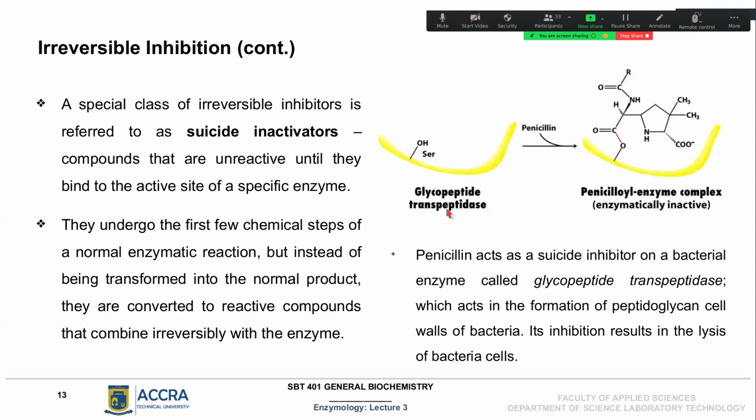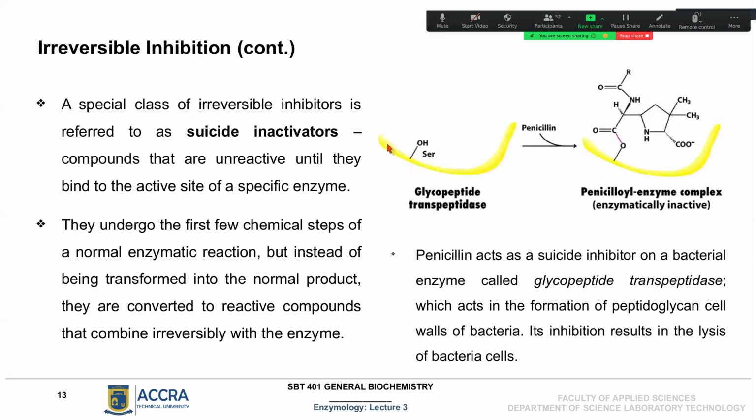So it is responsible for transferring some peptide onto the monosaccharide molecule to give you that derivative of the monosaccharide. So it is in that process of polymerization of N-acetylglucosamine and N-acetylmuramic acid to give you that compound peptidoglycan, which is the cell wall of the bacterium. That is where you have this enzyme, glycopeptide transpeptidase, acting.